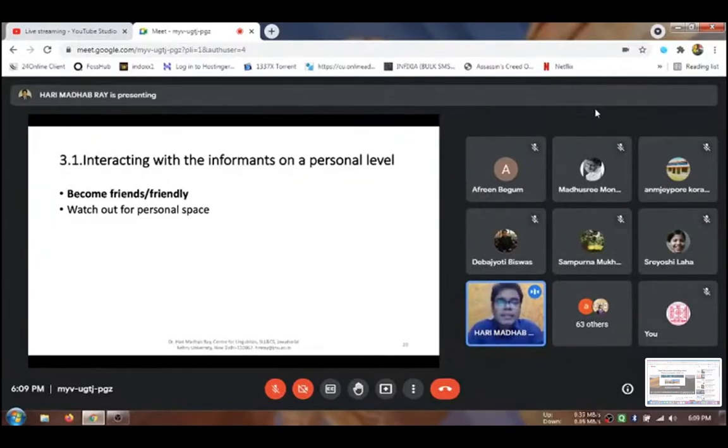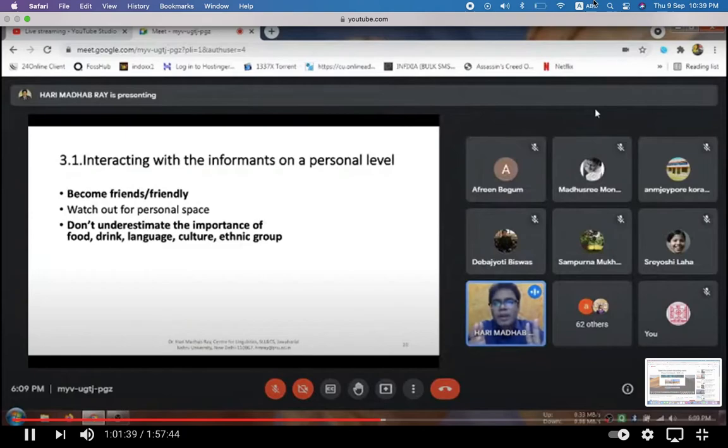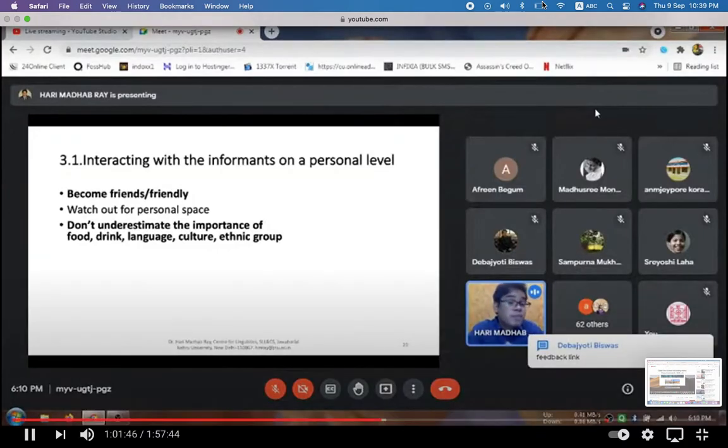Then you can ask them, okay, if I come at that time, would you be able to give me some data? Can I interact with you? So watch out for some personal space. And this is really important, try to understand that you are working on a different language, a different culture. Whatever prejudices or ideas you have in your mind, do not underestimate another culture, their food, their drink, language, culture, and ethnic group.